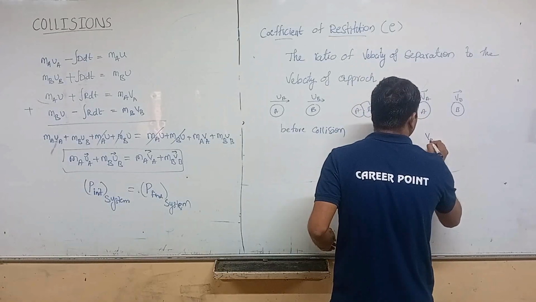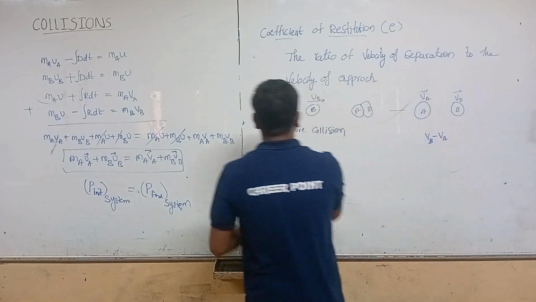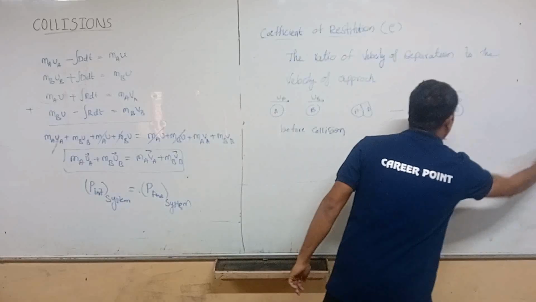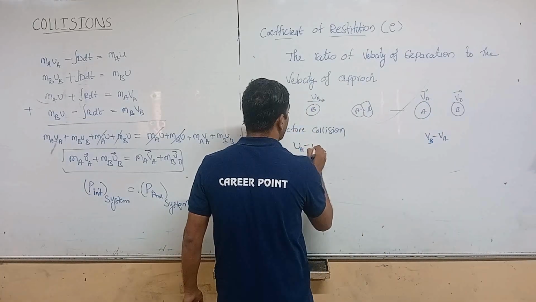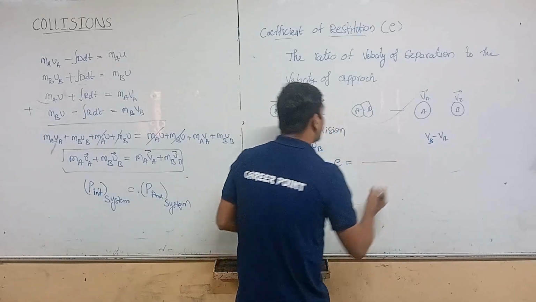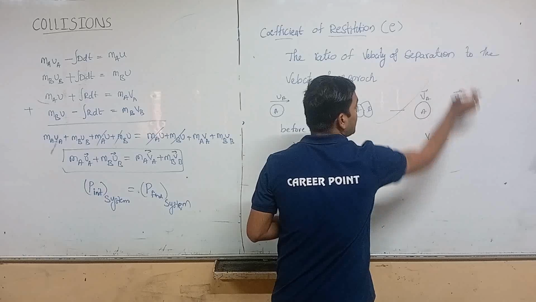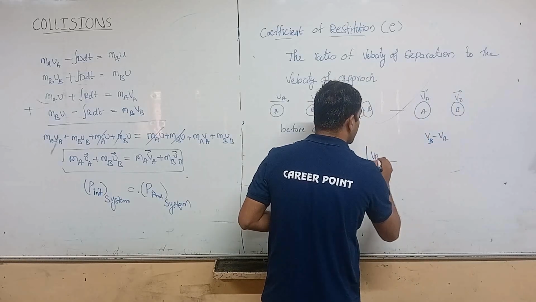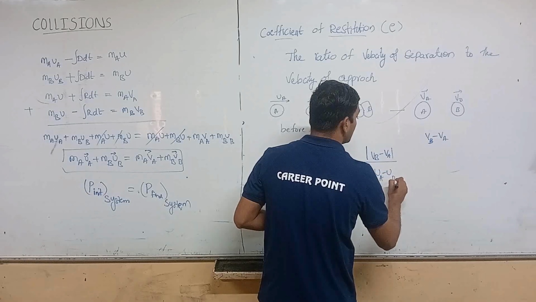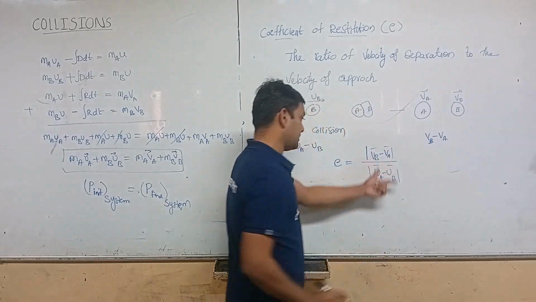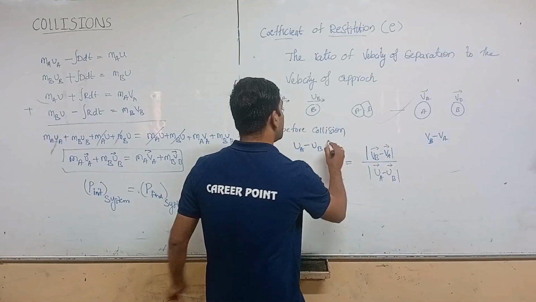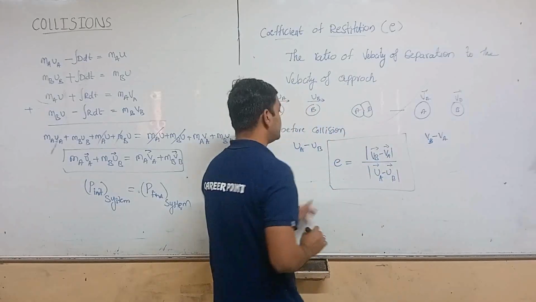Here the velocity of separation is VB minus VA, and the velocity of approach is UA minus UB. So the coefficient of restitution is the velocity of separation over the velocity of approach: E equals (VB minus VA) by (UA minus UB). These are vector quantities. Okay, so this is the coefficient of restitution E.